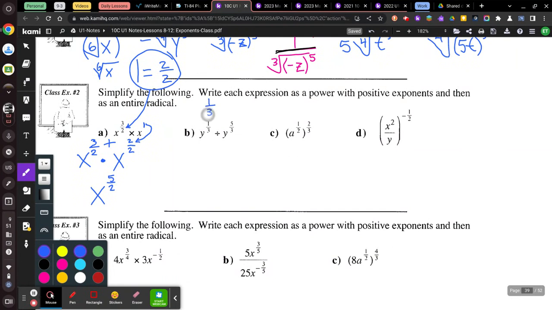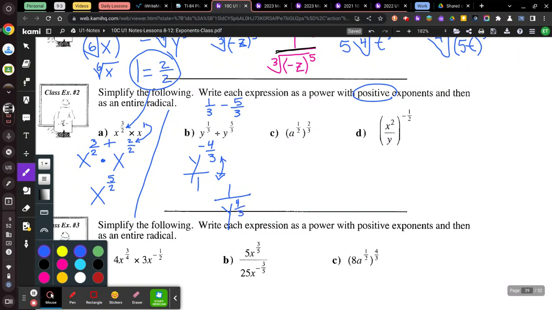This guy's going to be 1/3 subtracting 5/3 because you've got the exponent law to subtract because we're dividing. So we're going to get y exponent -4/3. Now, we always have to have positive exponents as our answer. So that's over 1. We're going to flip that guy. So this guy's going to flip upside down, and he's going to end up as 1/y⁴.